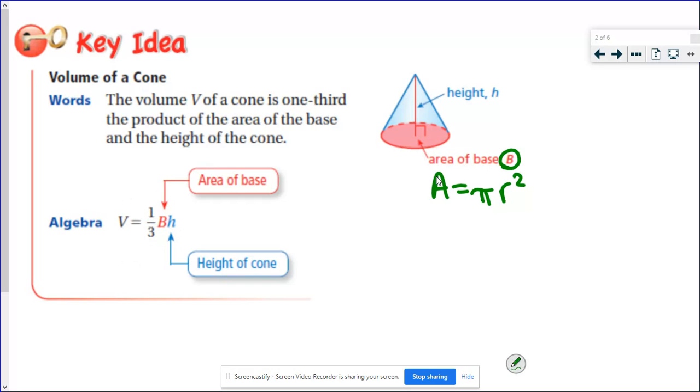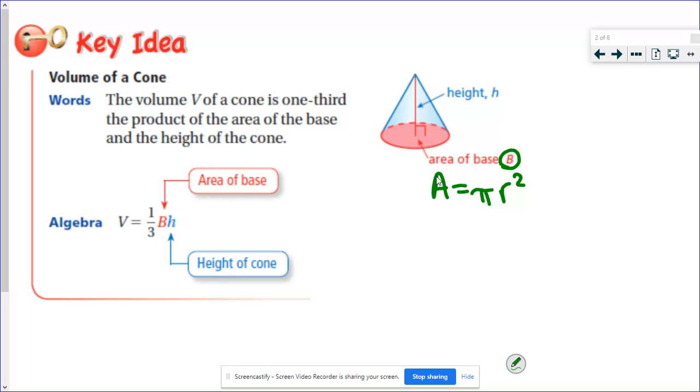A cone holds 1/3 as much as a cylinder. So if we had a cone and a cylinder, same area of the circle, same height, it would take 3 cones filled with, let's say, water, for instance, to fill up the cylinder that has the same dimensions.